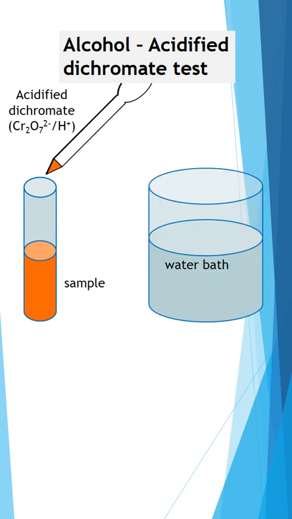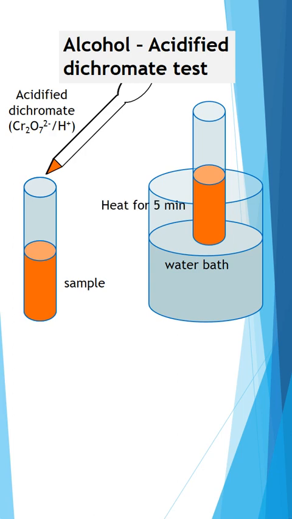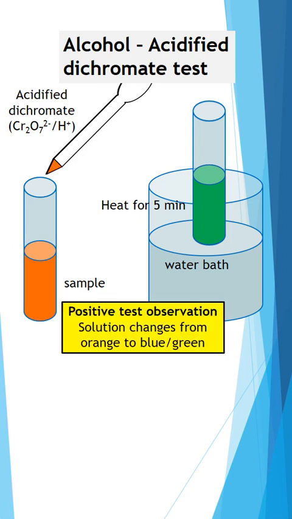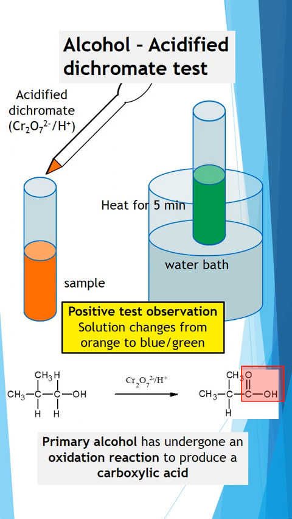Now we take that solution, we place it in a water bath of about 60 to 70 degrees Celsius, and we leave it for 5 minutes. What will happen is if the alcohol is present, the color will change from orange through a brownish color to a green to blue color. So we'll get this greenish color at the end. What's happened here is the primary alcohol has been oxidized to a carboxylic acid.